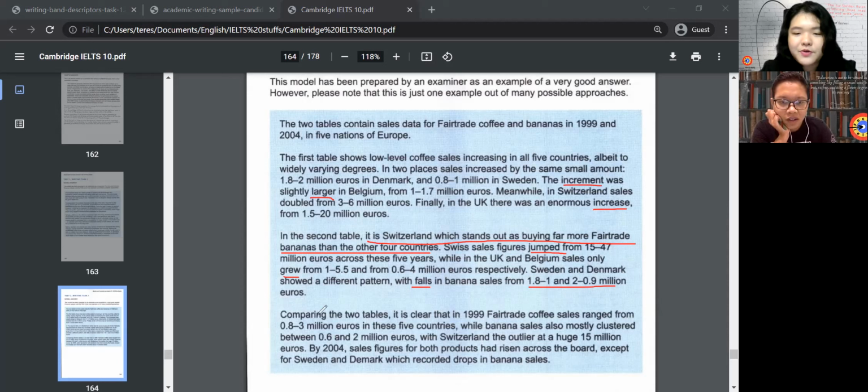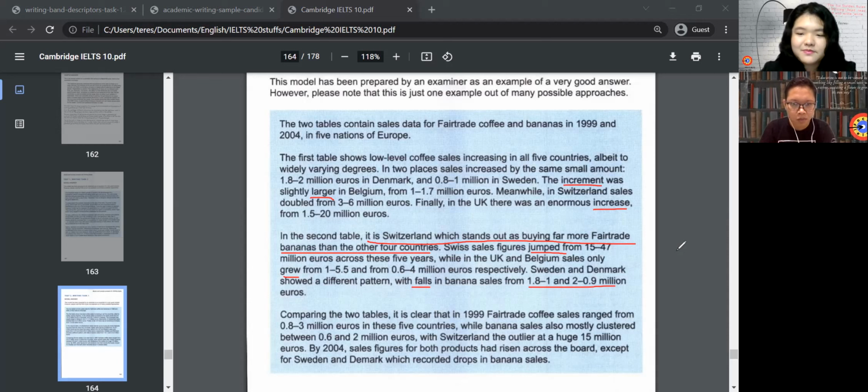Okay. Now see the overview. What did the writer highlight? It is clear. Comparing the two tables, it is clear that 1919 the dominant data from those two tables, like 1 from 5, 1 from 5, like that. Which one is dominant?